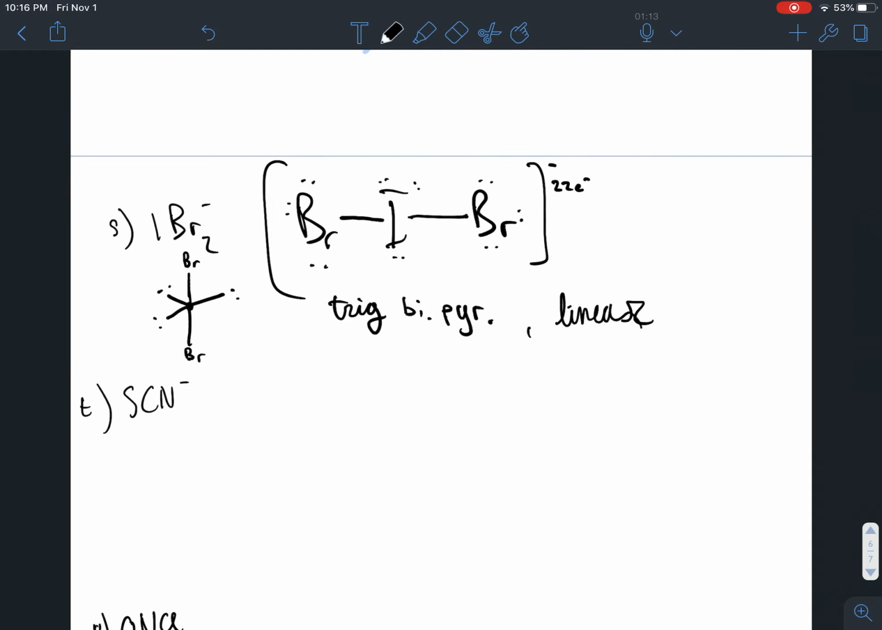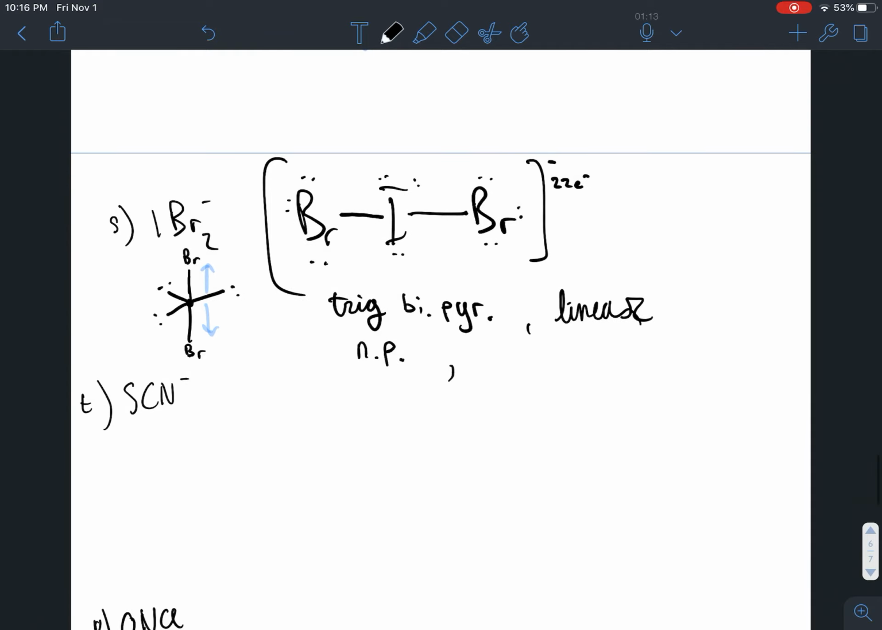Linear. So is it polar? It is not polar. It has polar bonds, but they cancel each other out. Okay, and the hybridization. Oh, this is a fun one. sp3d. Because there's 5 things. s, p, p, p, d. 1, 2, 3, 4, 5.